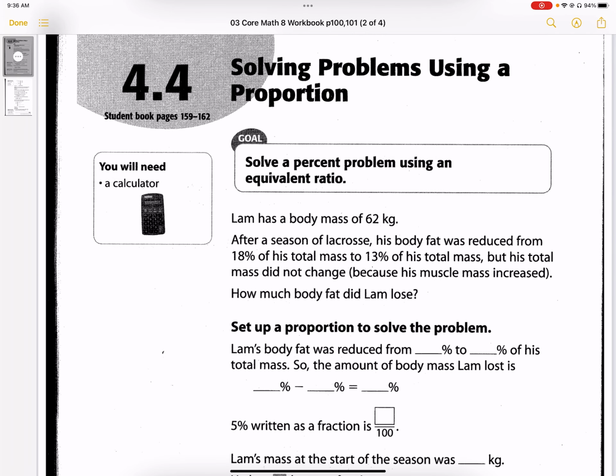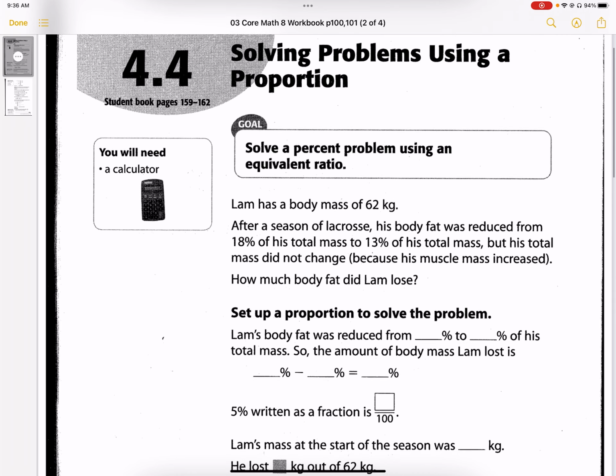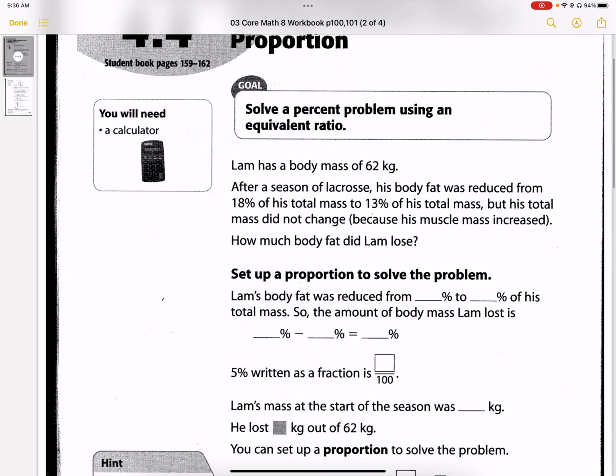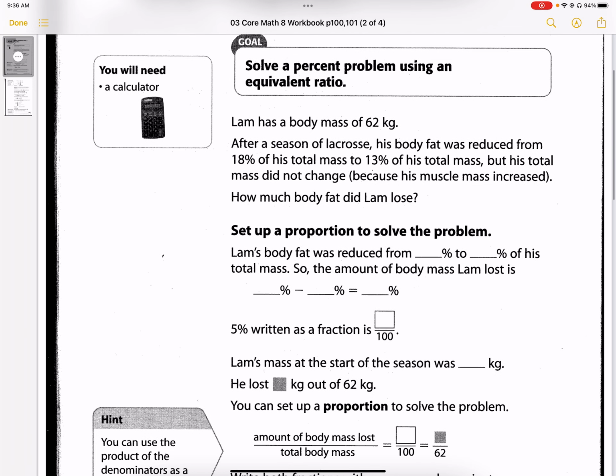So for the homework for today, it's section 4.4, which is page 100. You need a calculator, and we're going to use percent. We're going to do these percentage problems.